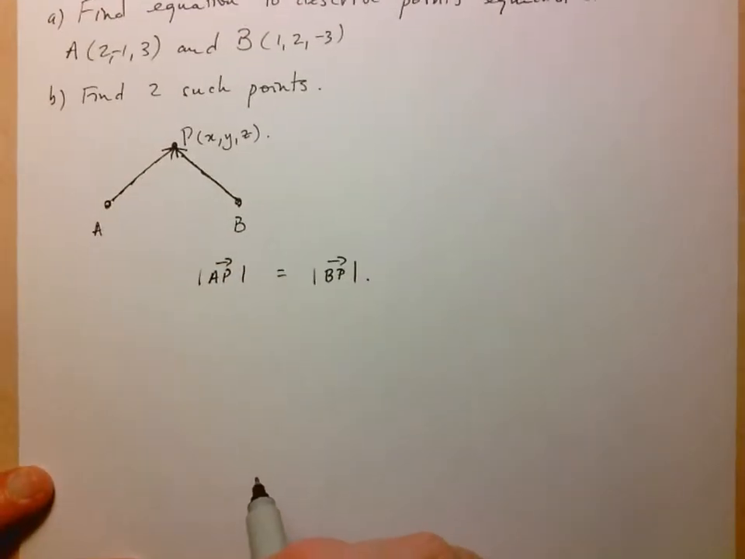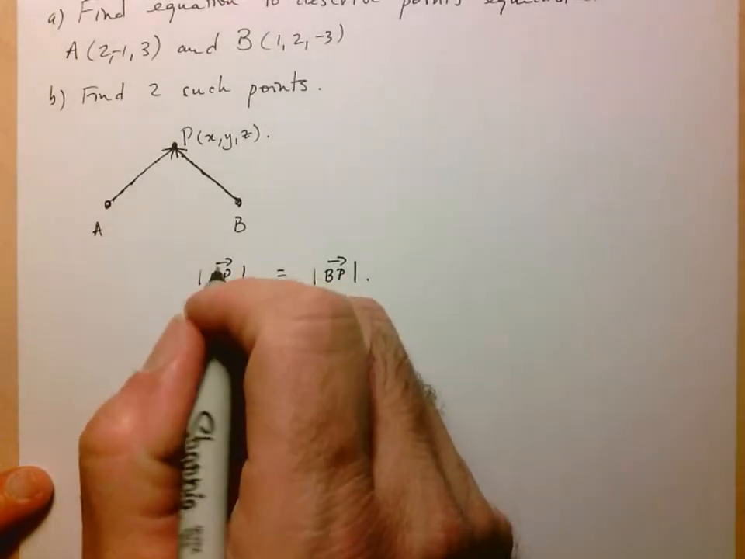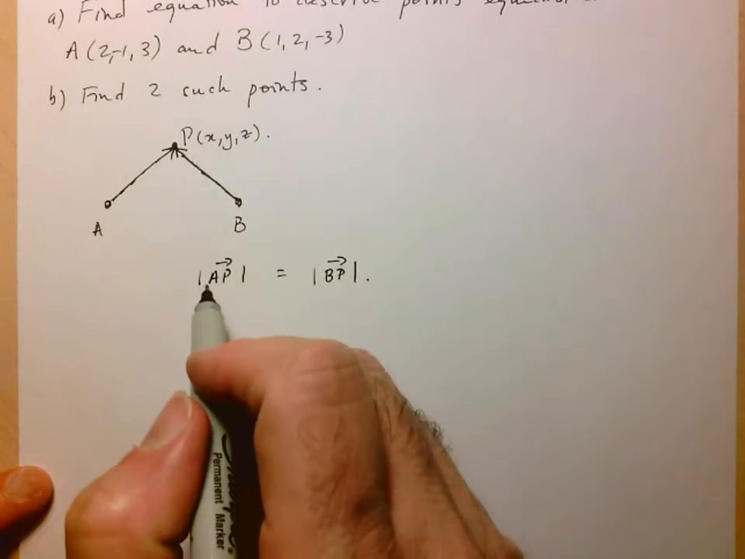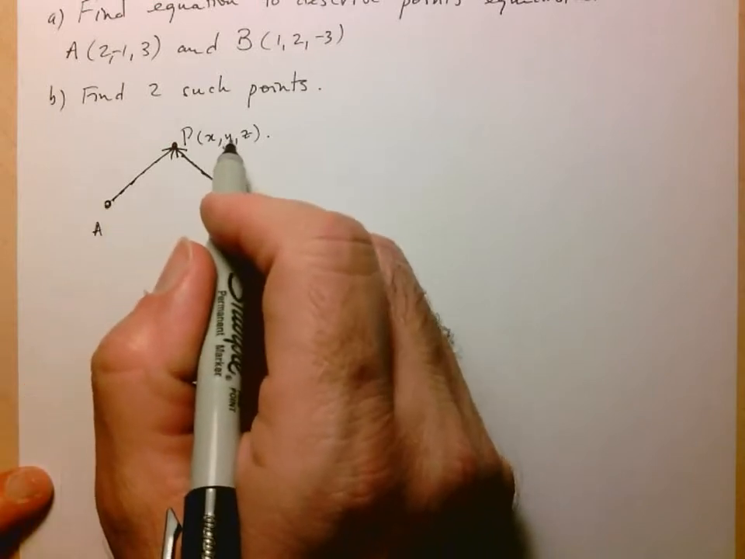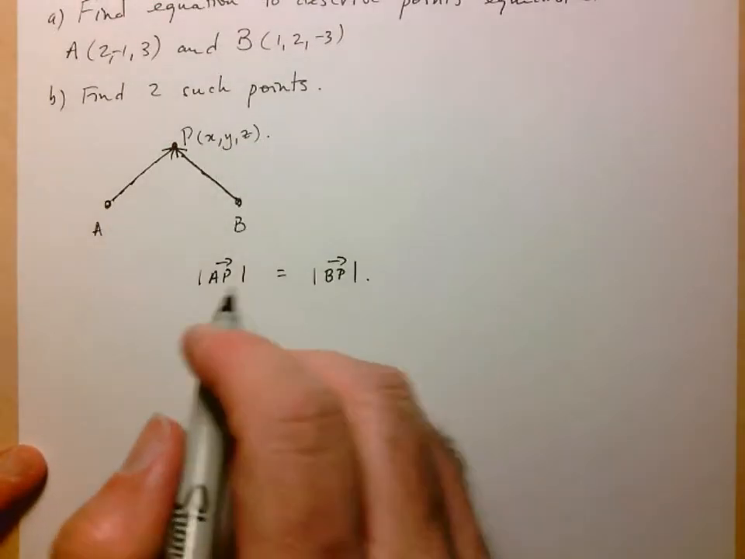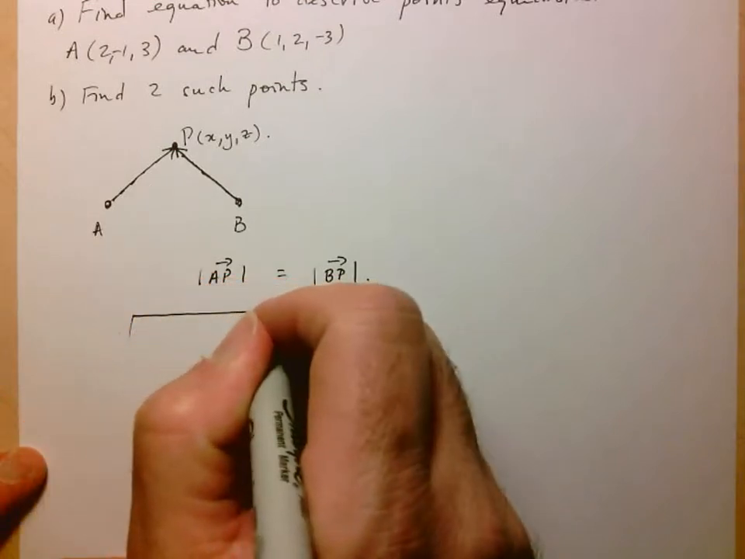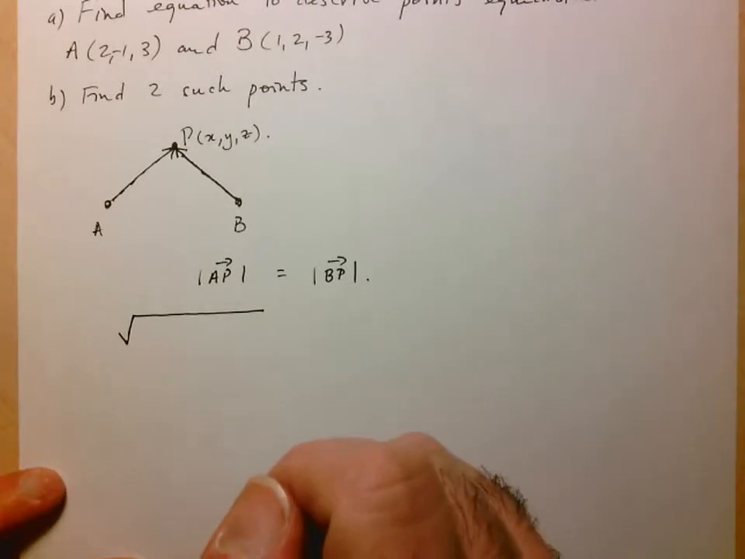Now let me apply my formula. AP is found by subtracting the second from the first. Notice it's not by accident I chose to do AP and not PA, because I'd like my variables to come first. So I'll skip the step of actually writing out the vector AP, because I think we can do it.